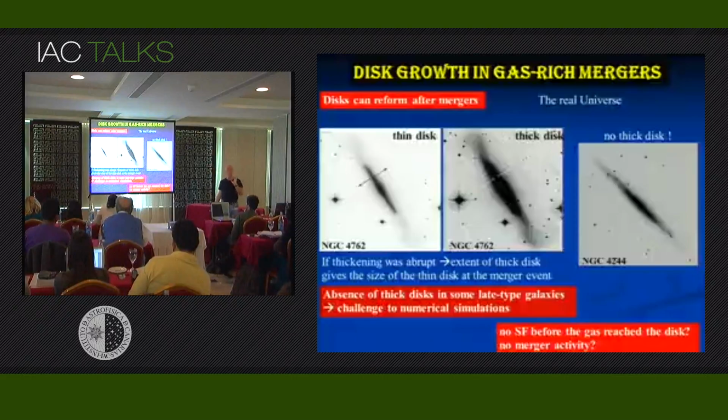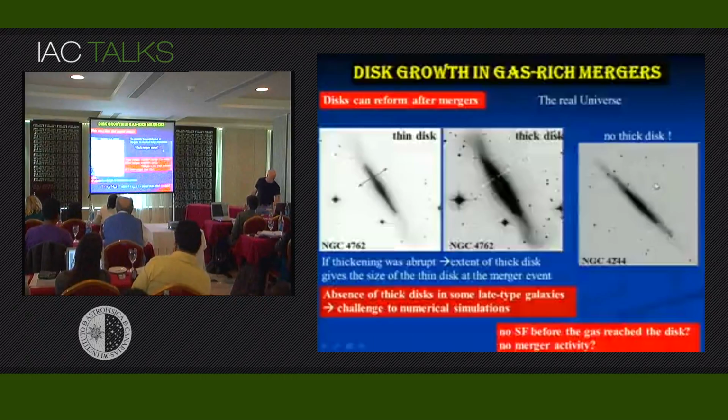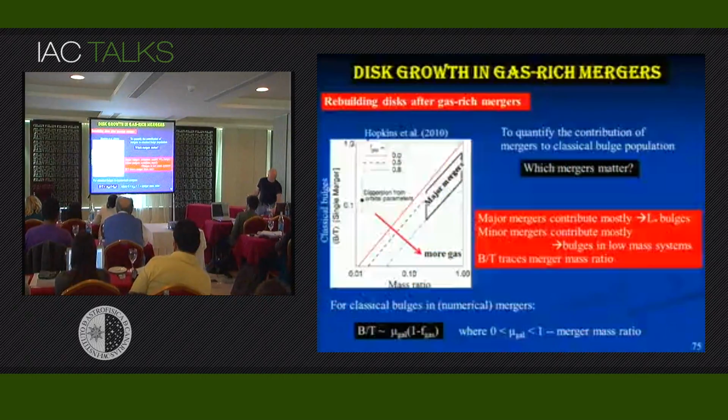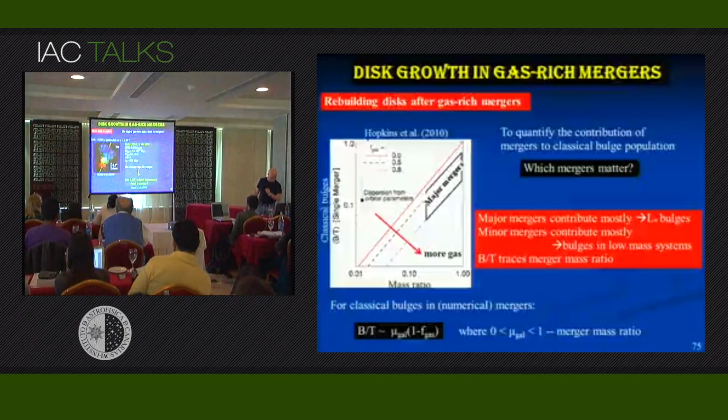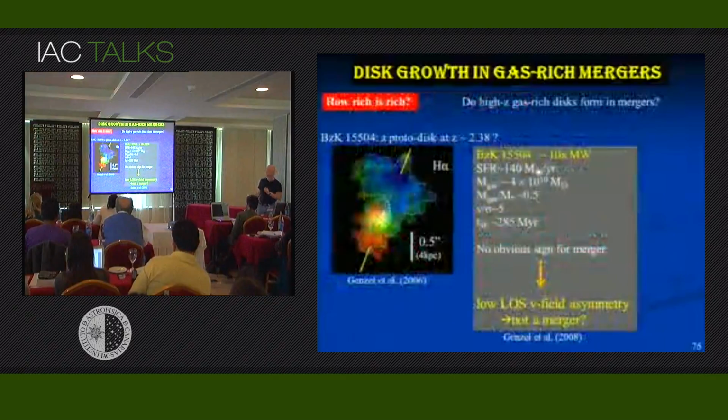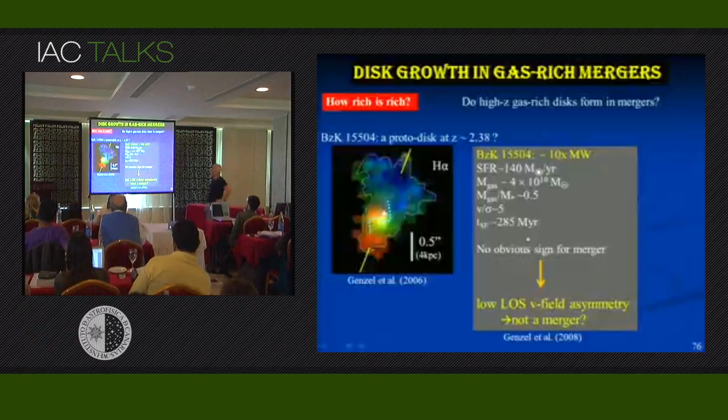We have galaxies with thin disks and thick disks. I mean, this is the same object. And the idea is maybe the radial extent of the thick disk tells us whether this thickening was an abrupt or adiabatic process. Okay? And the problem is that an uncomfortably large fraction of galaxies have no thick disk whatsoever.